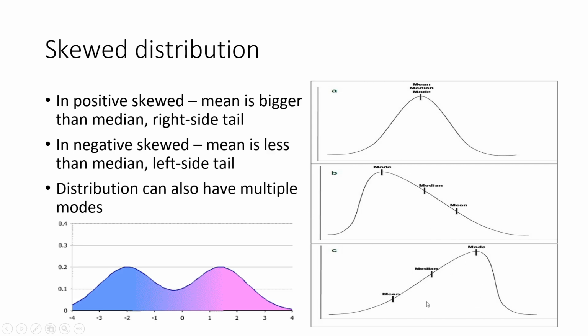Or the tail could be to the left, which would basically mean that the mean is smaller than the median because it's being pulled towards the negative. And so it will have its tail towards the left. We call this negatively skewed. And finally, if you look at this graph down here, you'll see that distributions can also have more than one mode. So for example, if we look at the average height of the population as a whole, you'll notice that we have two modes. That's because you'll have one where most of the male heights are, and another one where most of the female heights are.